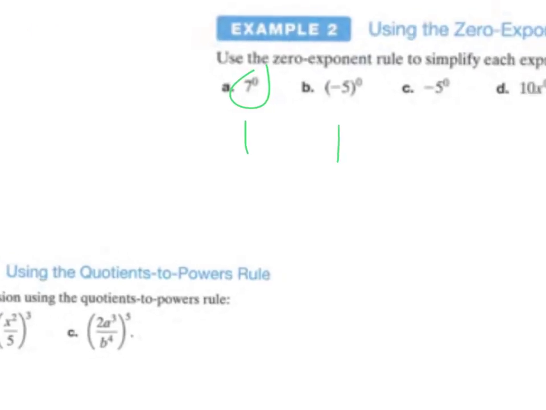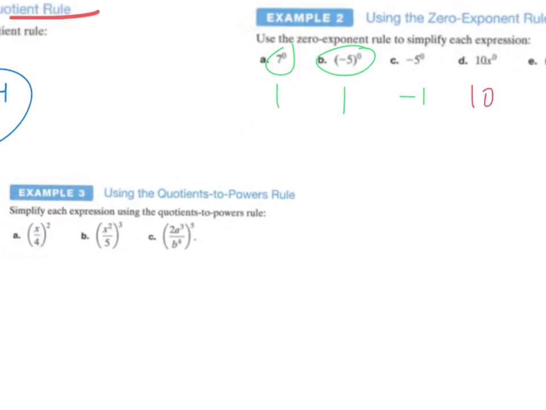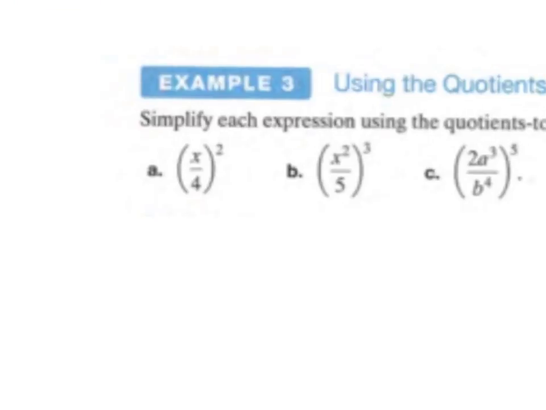But here's where it gets a little tricky. Look at how the 0 is attached to the 5, but not to this negative. So this is actually a negative 1, because 5 to the 0 becomes 1, but the negative sign stays. Over here, on this problem, it's attached to the whole thing. Over here, in the next problem, the 0 is attached to the x only, so it would be 10 times 1, so it's 10.